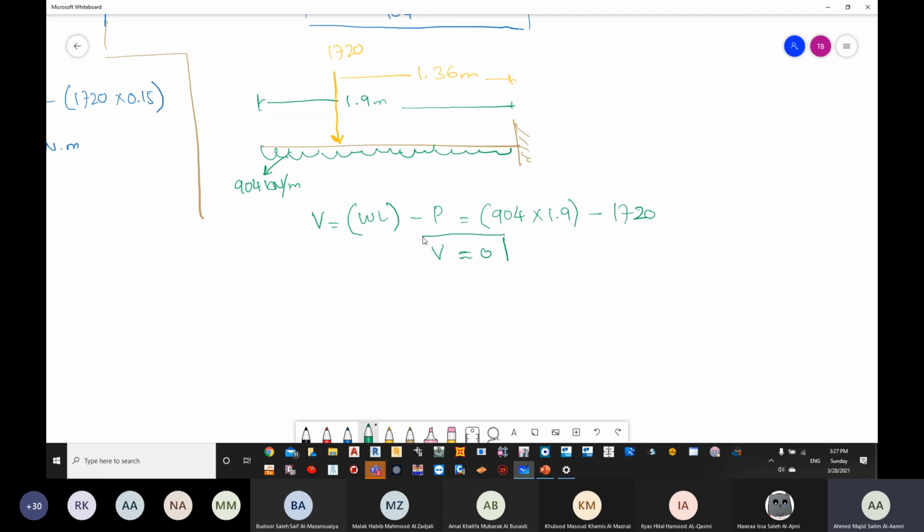Approximately 0 if you take. Okay, so some of you have got it to be minus 2.4. Once again, if you take more decimals, you will get it as 0. So 2.4 is almost 0. Now, what about the bending moment?